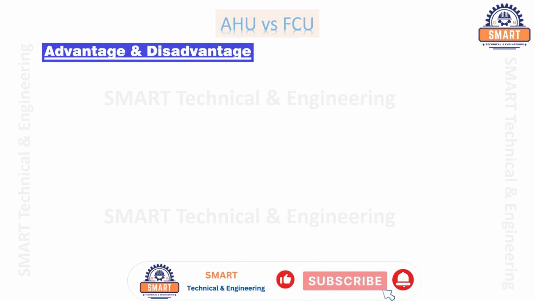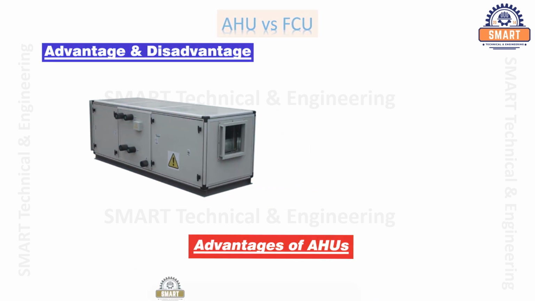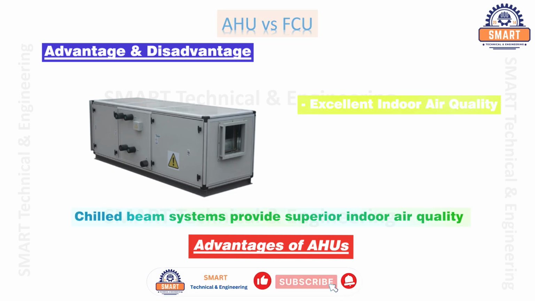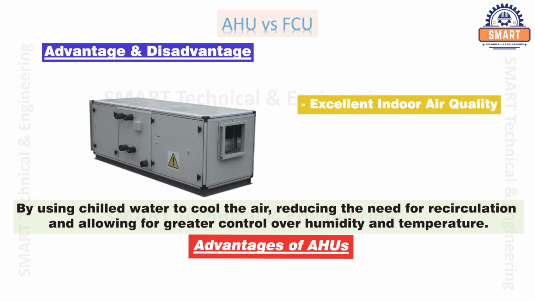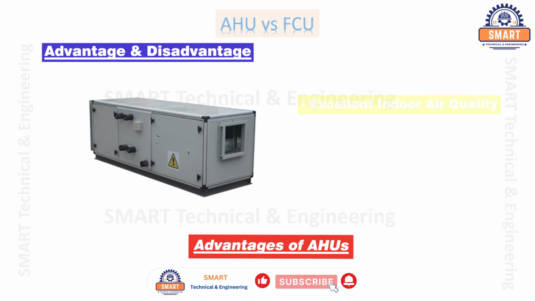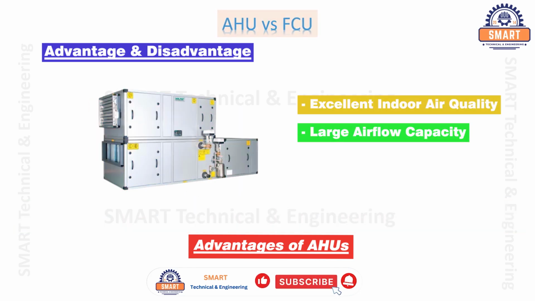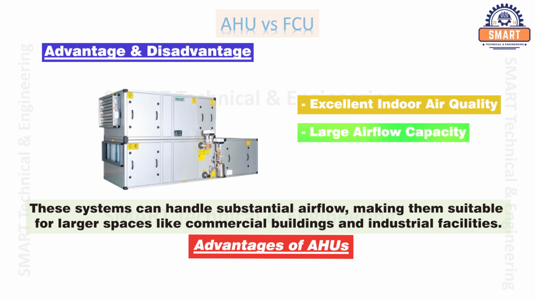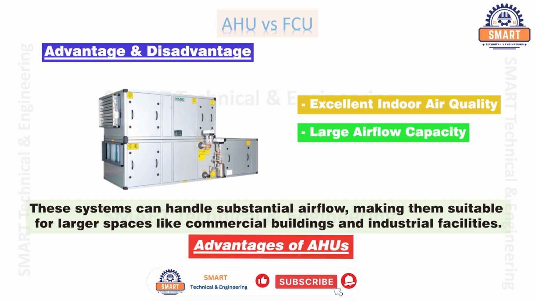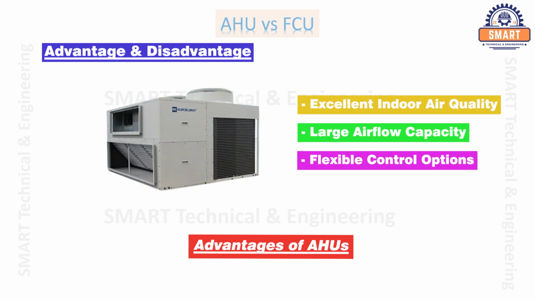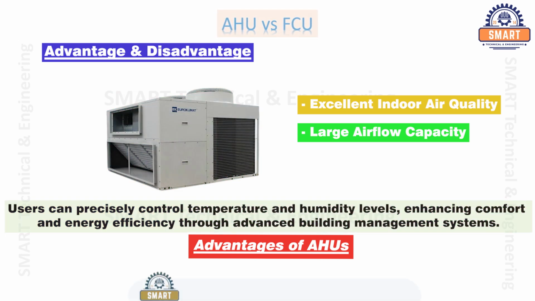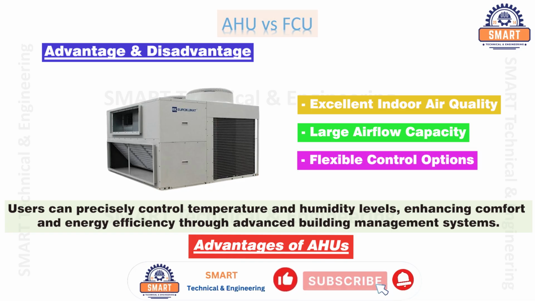Advantages and disadvantages. Advantages of AHUs. Excellent indoor air quality. Chilled beam systems provide superior indoor air quality by using chilled water to cool the air, reducing the need for recirculation and allowing for greater control over humidity and temperature. Large airflow capacity. These systems can handle substantial airflow, making them suitable for larger spaces like commercial buildings and industrial facilities. Flexible control options. Users can precisely control temperature and humidity levels, enhancing comfort and energy efficiency through advanced building management systems.